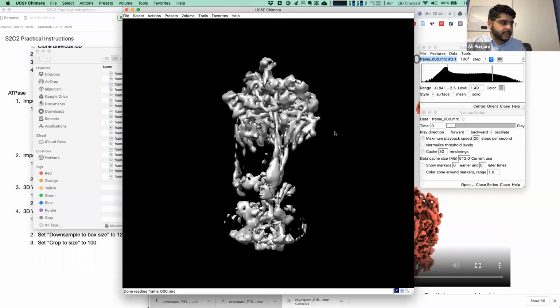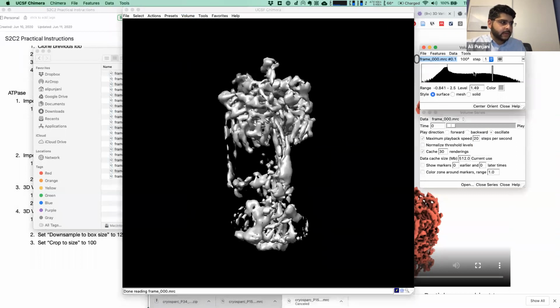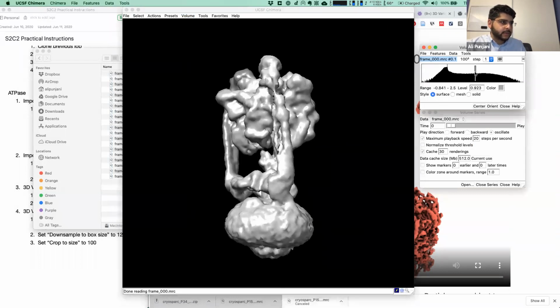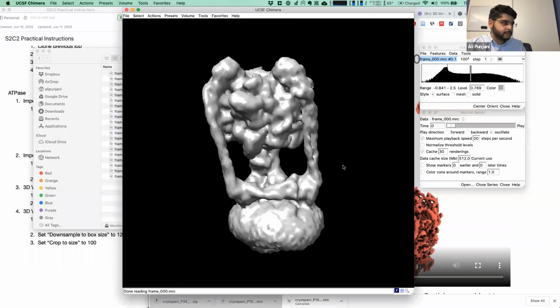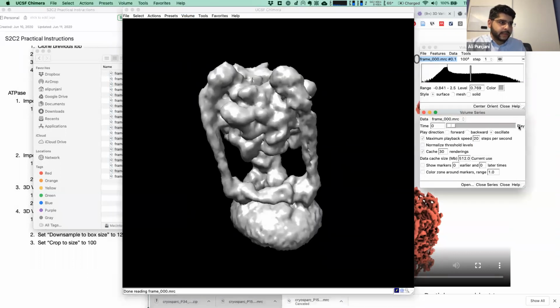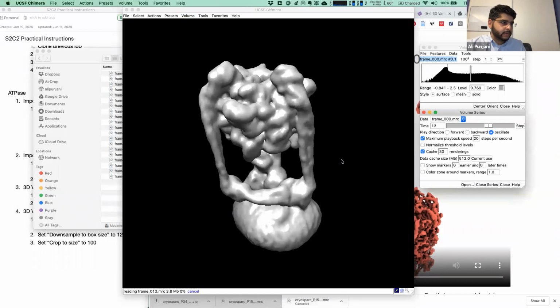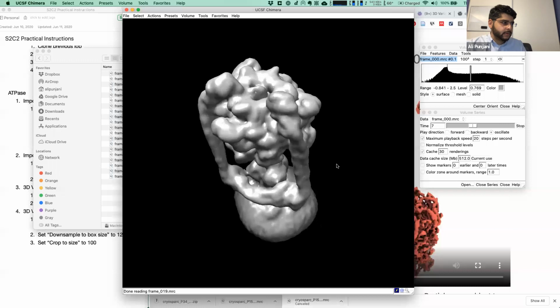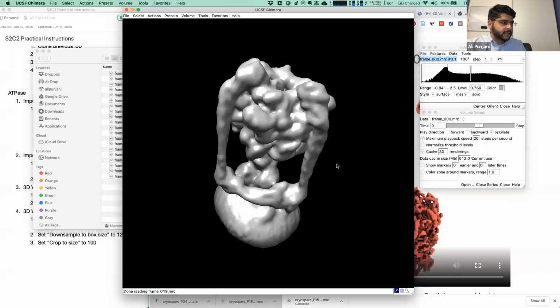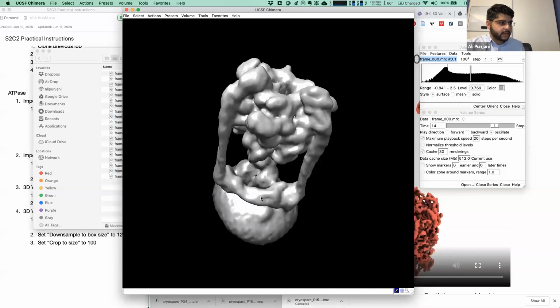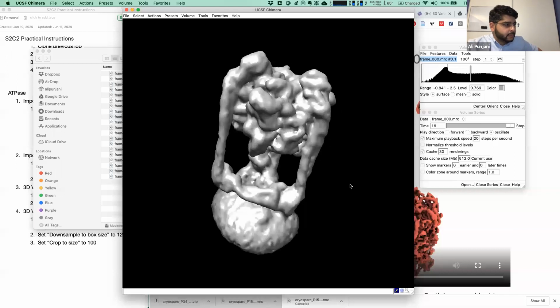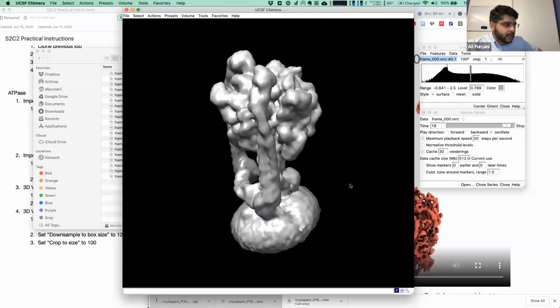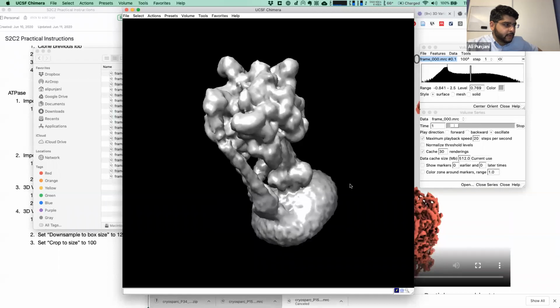And this time we should see a different kind of motion present. So adjusting the thresholds to a reasonable level. And play. And what we see here now is instead of the peripheral arms moving towards and away from the central stalk, we see them bending in a sort of shearing direction. So this is another kind of flexible motion that our molecule undergoes.